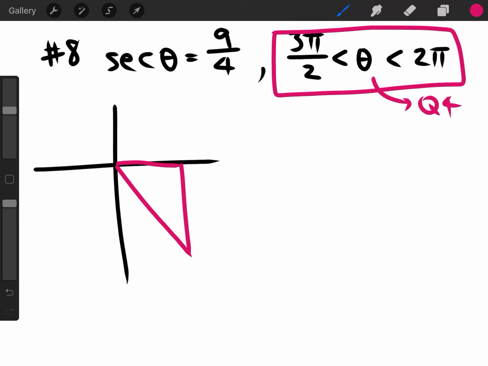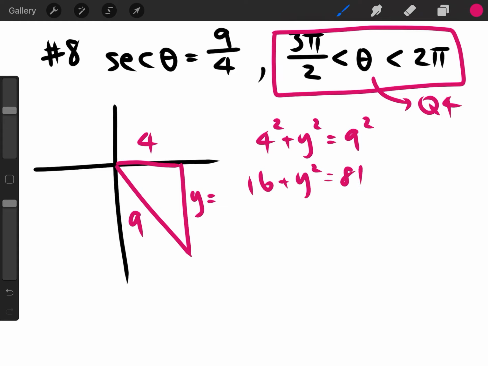Secant is the hypotenuse over adjacent. That means the hypotenuse is 9 and the adjacent is 4. We don't know what y is, but it's going to be negative. So just do the Pythagorean theorem: 16 plus y squared equals 81. Subtract 16 on both sides, so y squared equals 55. So y is going to equal radical 55, but you have to make that negative.